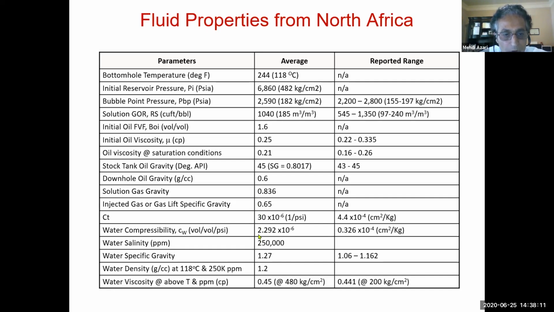And let me see what else I can find. Yeah, this is the water. Now look at that water. Water has 250,000 ppm. That's very, very high. And then water gravity is 1.27, very high because of too much salt in it. The density is 1.2. Look at the viscosity. Viscosity of water is 0.45. Look at this one. Viscosity of that oil is 0.25.